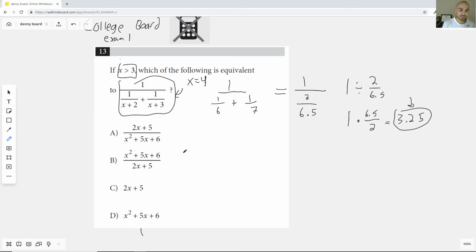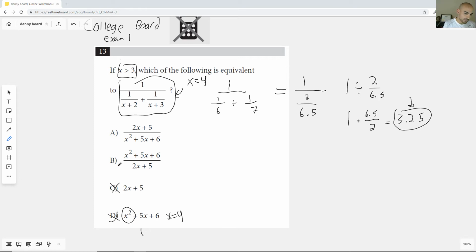And now we want to ask ourselves, which one of these 4 options, when we plug 4 into it for x, is going to give us 3.25? Well, let's start with D and move our way up because I can already see the math here is easier. If x equals 4, I can already tell that this is going to eliminate it as a wrong answer. 4 squared is 16, and you're only adding plus 5x, but this is going to be too big. 2 times 4, that's 8. We're already over what we need.